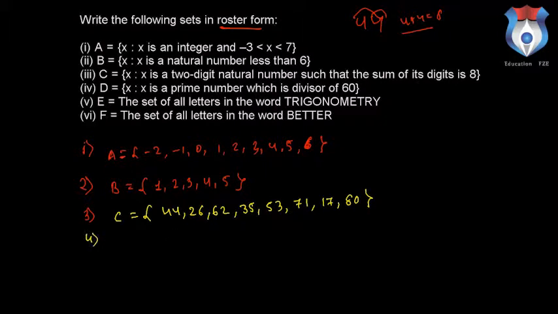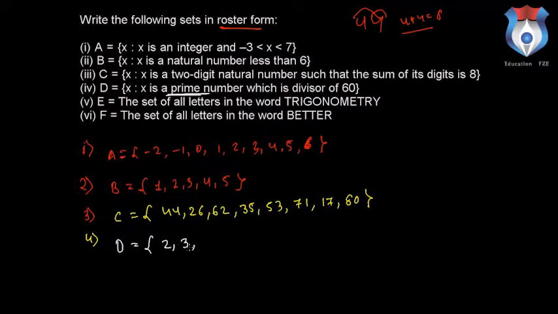So the fourth one, yeah, the D. X is a prime number which is a divisor of 60. So all the prime numbers which can divide 60. Alright, so D is a set including all the numbers which can divide 60, not all numbers, only the prime numbers. So 60 can be divided by 2. We're not going to include 1, because they are asking for prime numbers. So 2 is the first prime number that can divide 60.